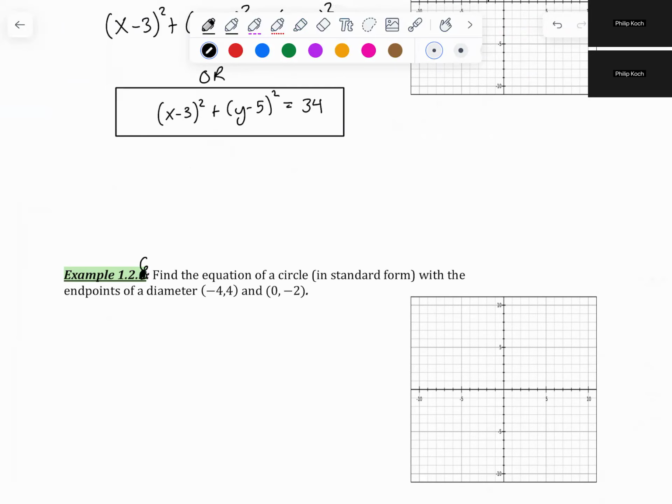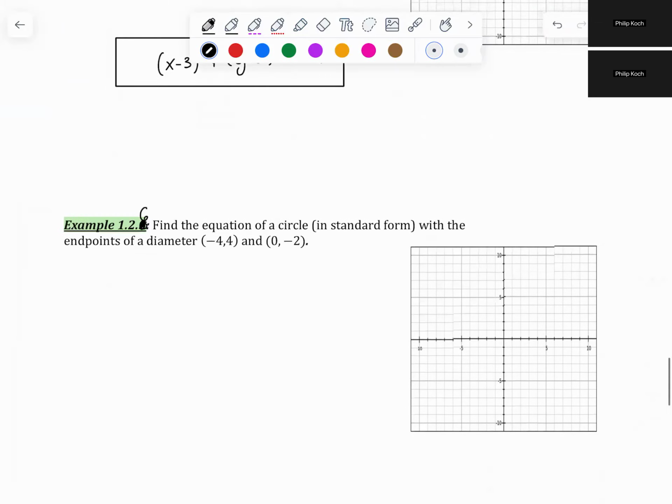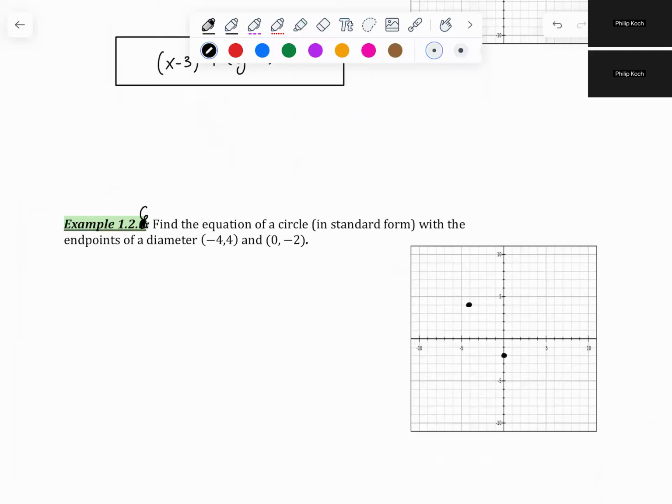Find the equation of a circle in standard form with the endpoints of a diameter, -4, 4, and 0, -2. So I've deliberately given us a graphing piece to help us visualize this. It gives us 2 points on the end of a diameter. So -4, 4 is right there, and 0, -2 is right there. And so we have a circle created from those 2 points.